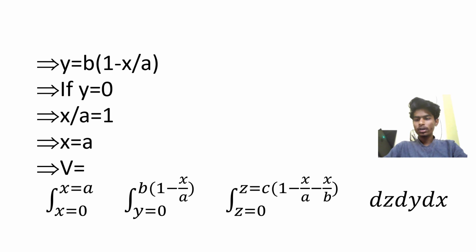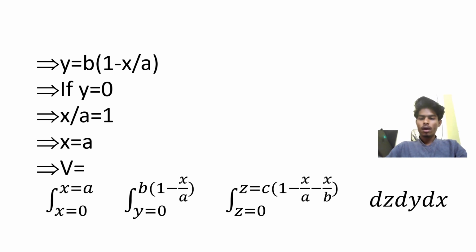From the previous step we got x by a plus y by b equals 1. Then we write y equals b into 1 minus x by a, because we transposed x by a. Now if y equals 0, we substitute it in x by a plus y by b equals 1. Then we get x by a equals 1. After transposing a to the right side, we get x equals a.